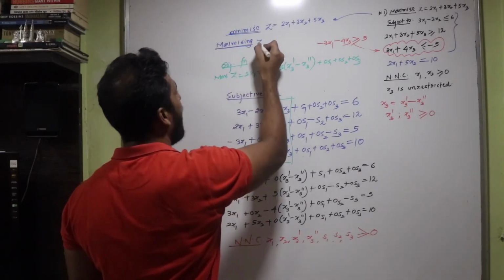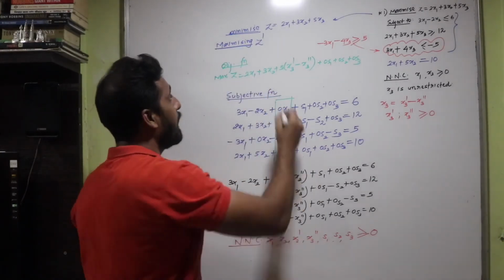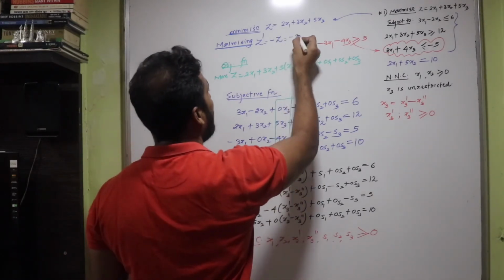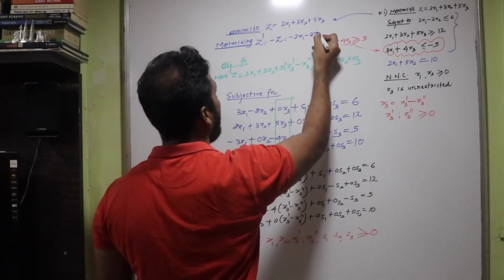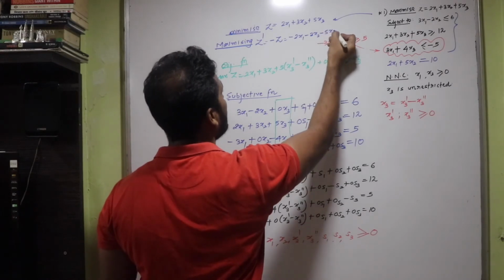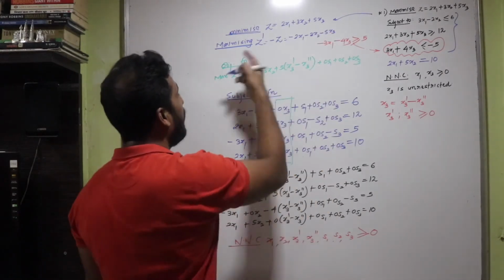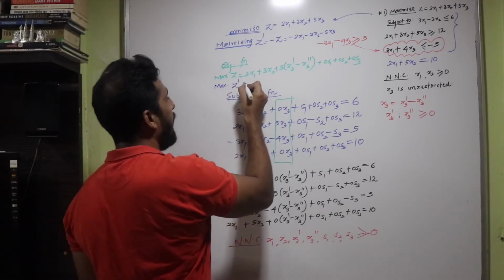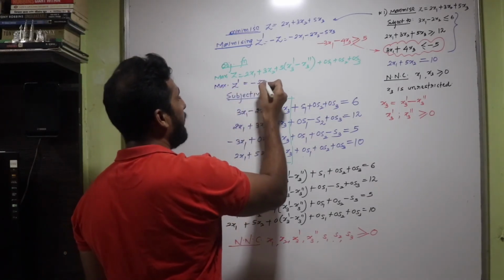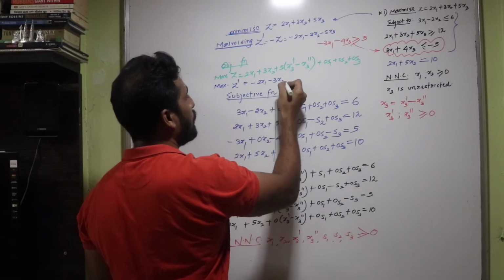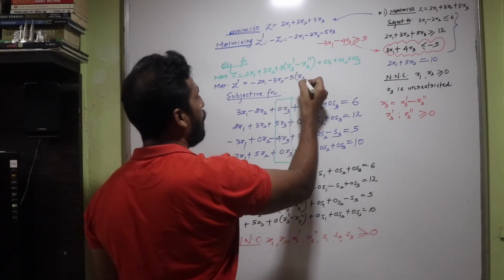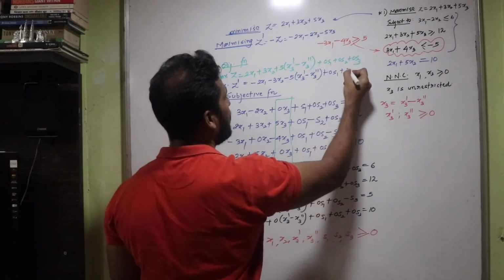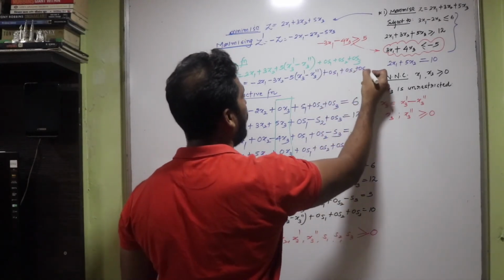Maximizing type. I'll write z1 or z dash, you can say. It is minus z. So that becomes minus 2x1, minus 3x2, minus 5x3. So I'll write maximize z dash is equal to minus 2x1, minus 3x2, minus 5 x31 minus x32 plus 0s1 plus 0s2 plus 0s3.